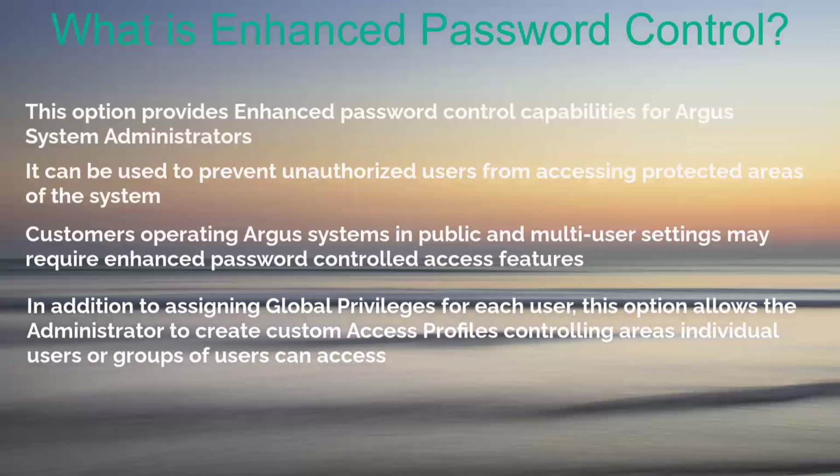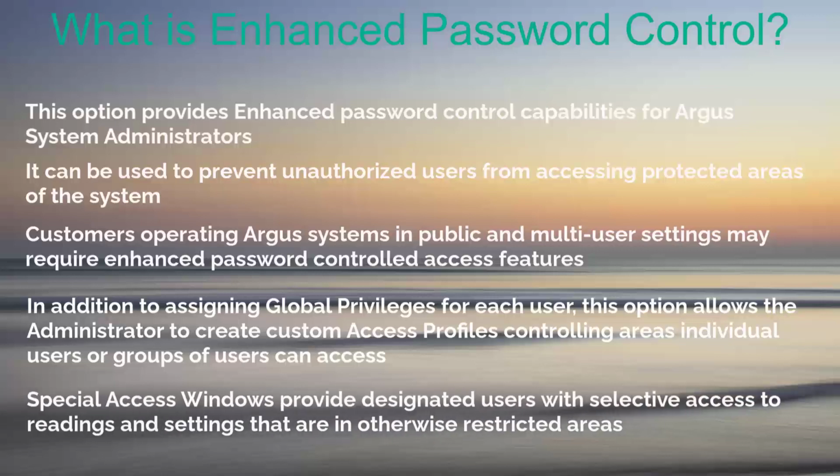In addition to the standard method of assigning global privileges for each user, this option provides the Argus system administrator with the ability to create custom access profiles to control the areas that individual users or groups of users can access. Special access windows can also be created to provide designated users with selective access to readings and settings that are in otherwise restricted areas.